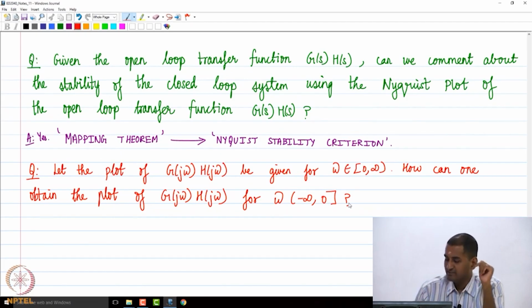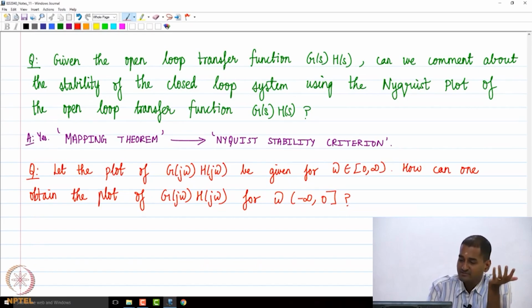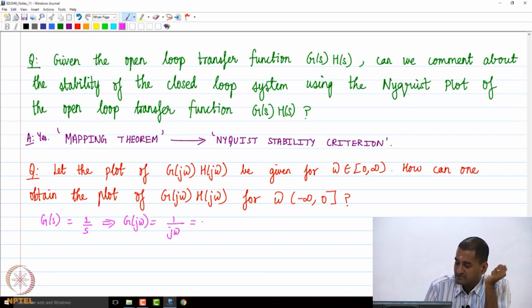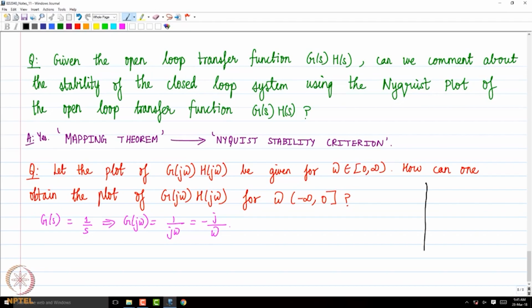So, let me do one example, and then of course I am going to let you extrapolate. For example, we did 1/s, right, G(s) was 1/s. So G(j omega) was 1/(j omega), which is minus j/omega. Now if I have omega to be non-positive, that is, it comes from minus infinity to 0, what do you think will happen?